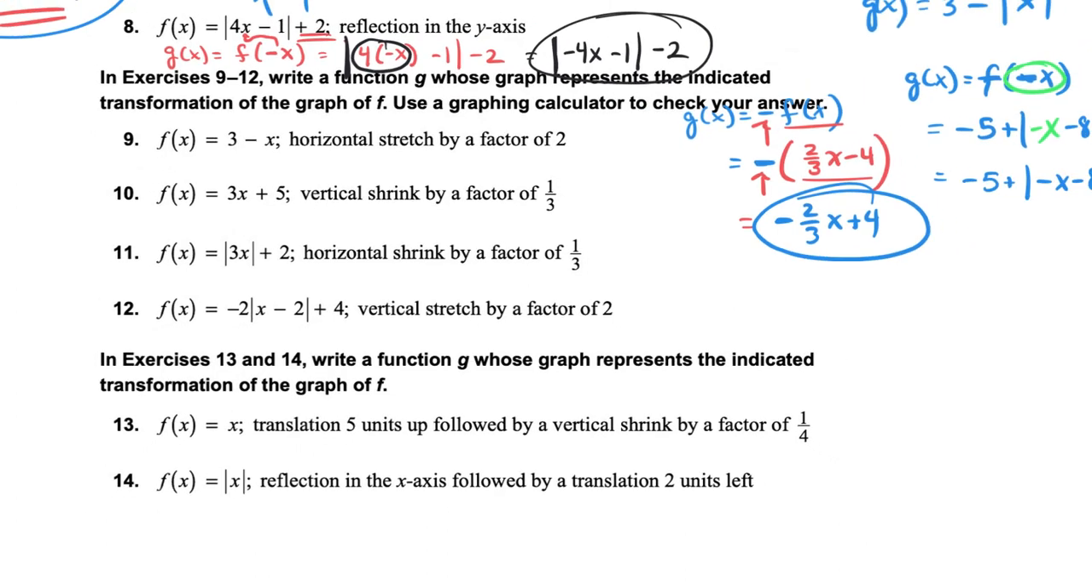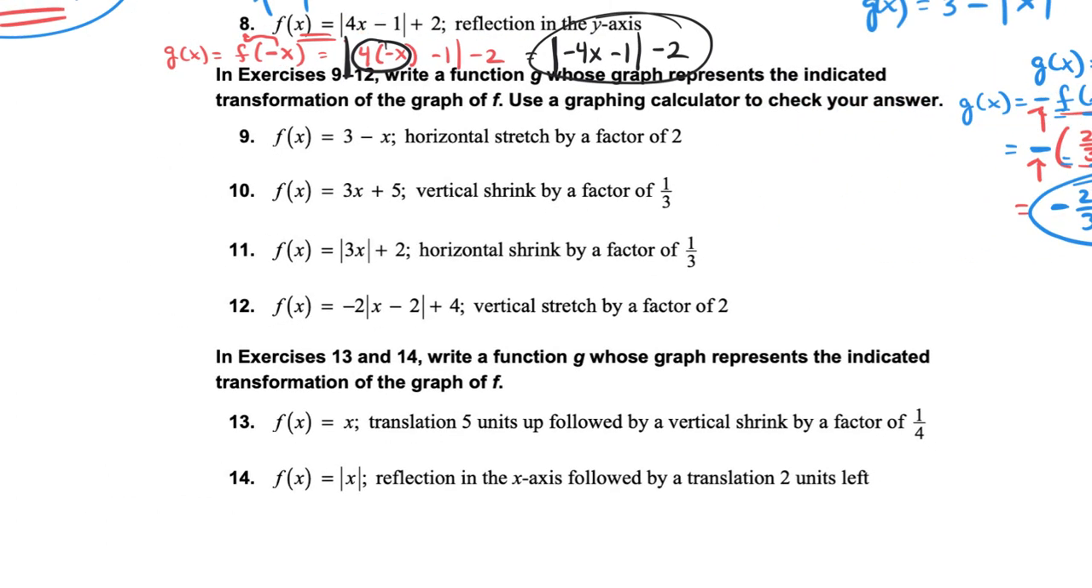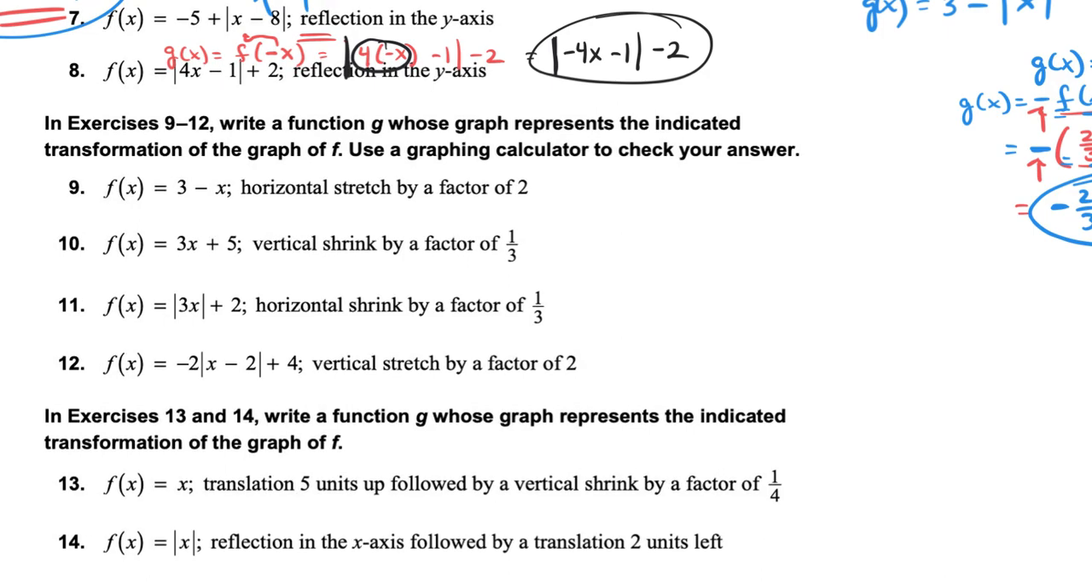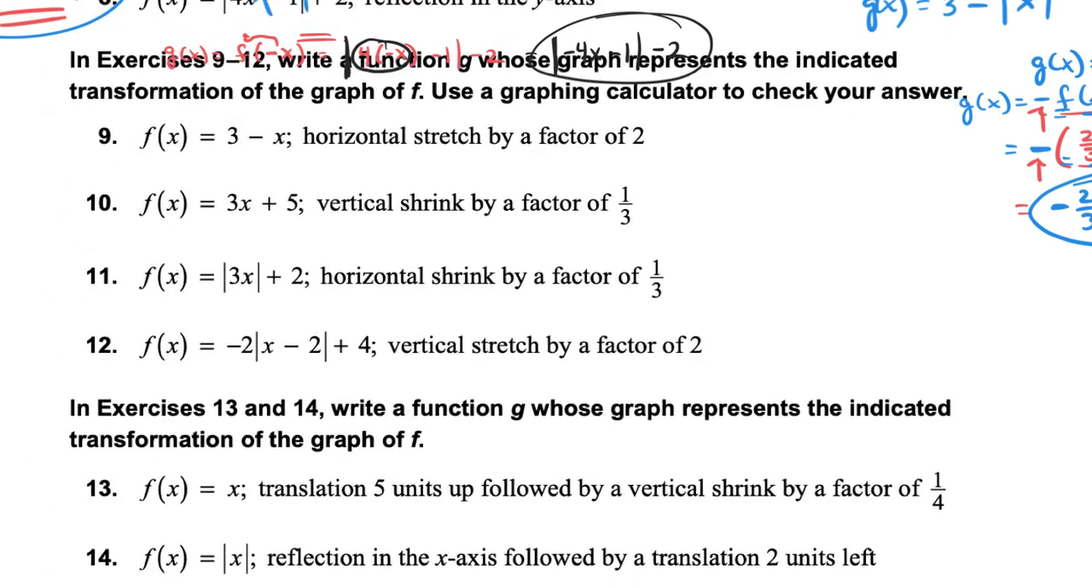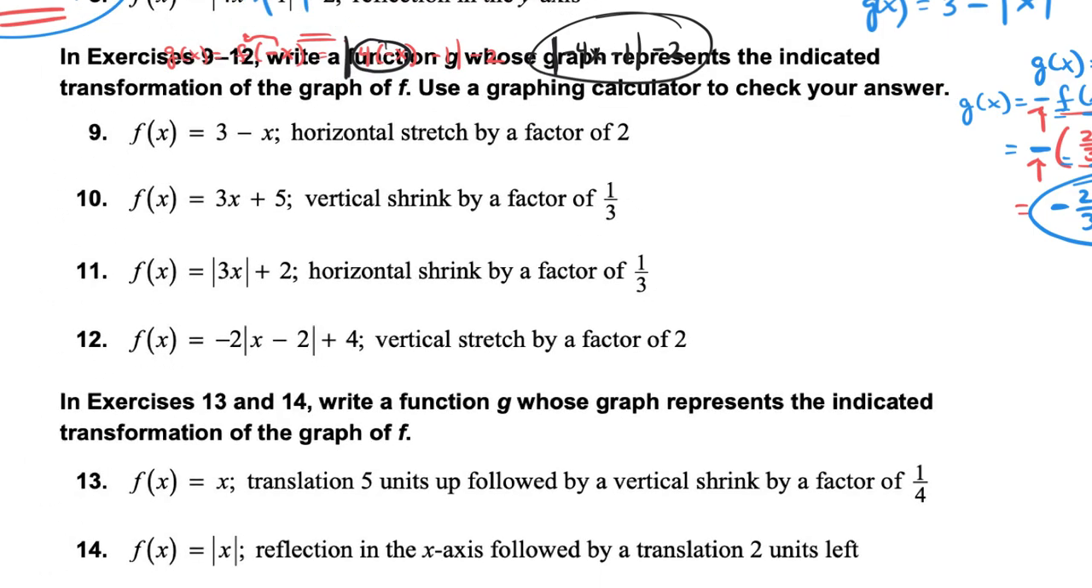Last few here, we're going to stop at 12. We don't have any, I don't think, like 13 or 14. Here comes problem 9. I got to start doing horizontal stretches. Horizontal, that's a b value, and the factor is 2. But that means I got to use the reciprocal. So this is going to have a b of a half for horizontals.